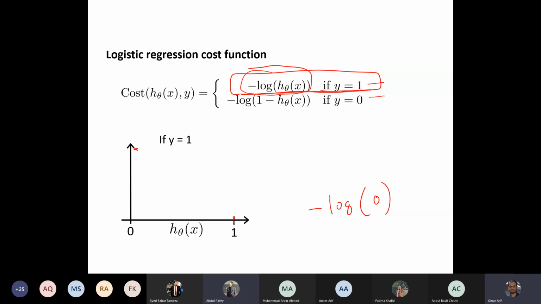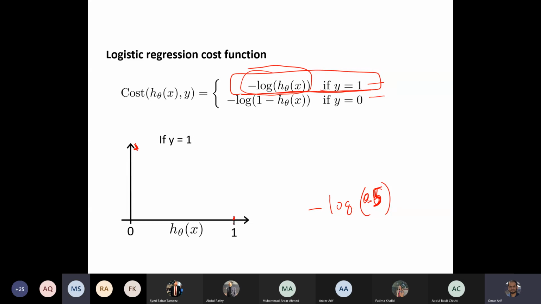Infinity. Okay, so basically log of 0 is going to give me negative infinity, but since I have the minus already, I'm going to get positive infinity. So somewhere here. Let's say I get 0.5. Then what is my error, or what is the cost? Can someone please compute it on the calculator and let me know?